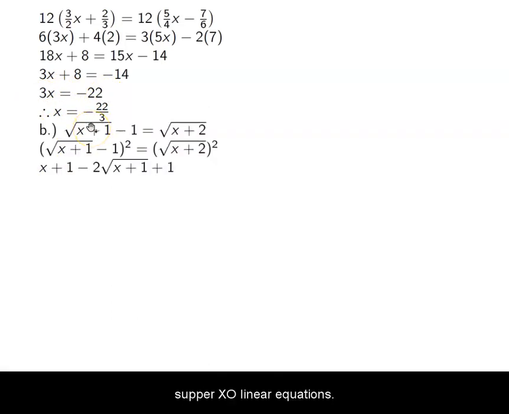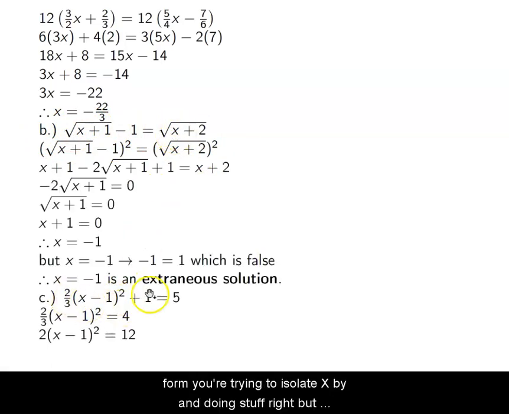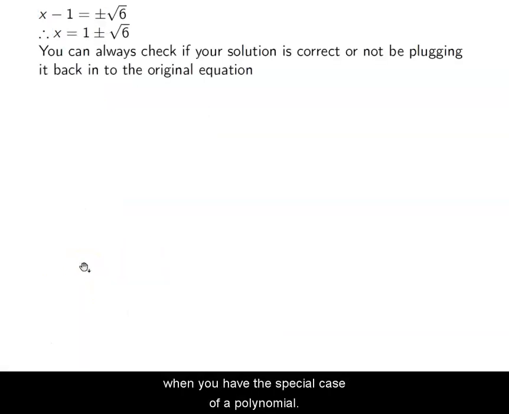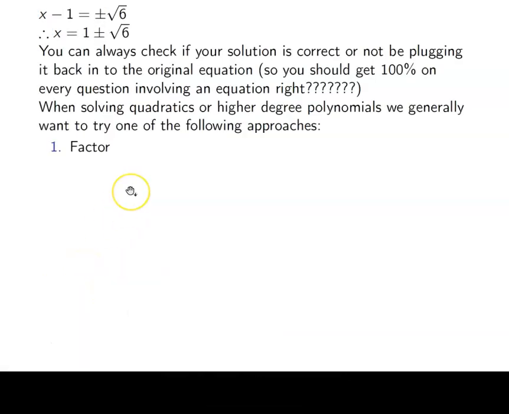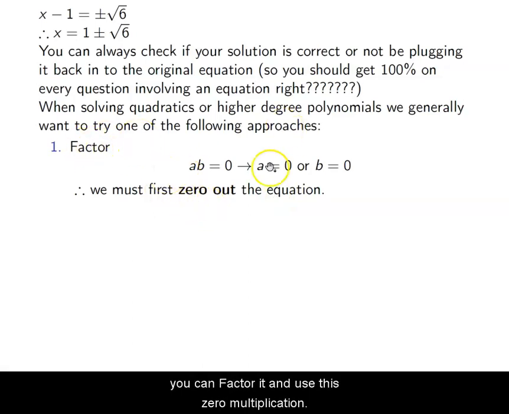So linear equations, radical equations, and things that are not in a polynomial form, you're trying to isolate the x by undoing stuff. But when you have the special case of a polynomial, you want to try to factor it. You want to try to make it equal to 0 so that you can factor it and use this zero multiplication property. Okay, so again, when we're going through our factoring, there's a hierarchy that we want to go through.